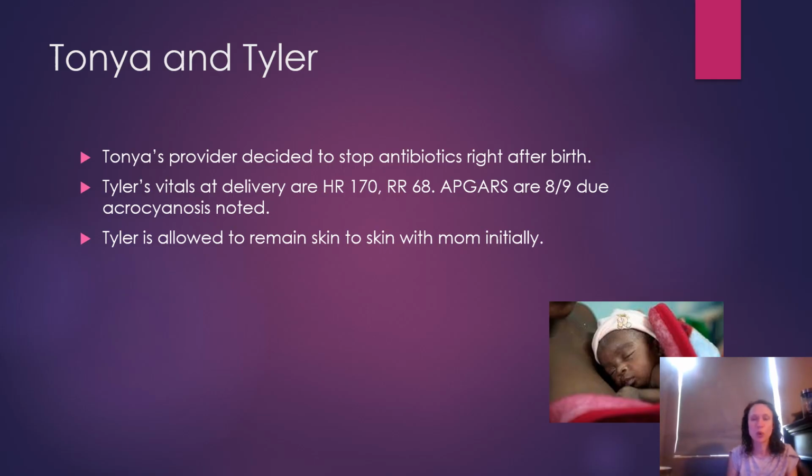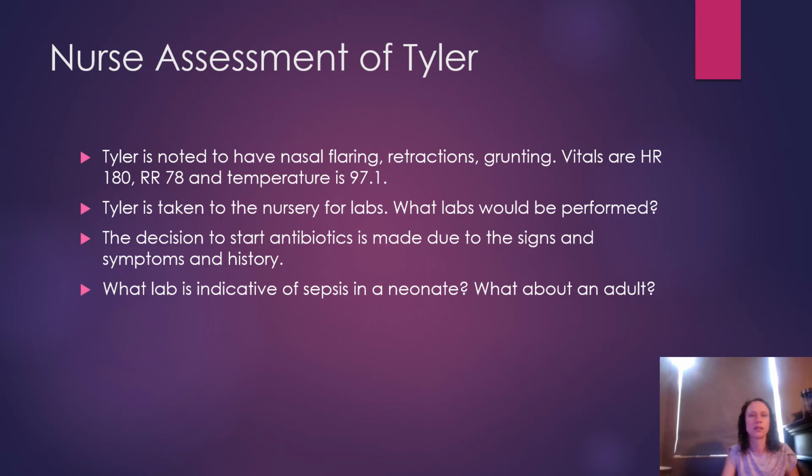When you think about these borderline ones, if you're trying to decide, do I pick central cyanosis or do I pick a heart rate of 170 or a respiratory rate of 62? Well, that's borderline, right? So you just watch, because that central cyanosis, you don't just watch. That's bad, that's bad, that's bad. Okay, so he's allowed to remain skin to skin.